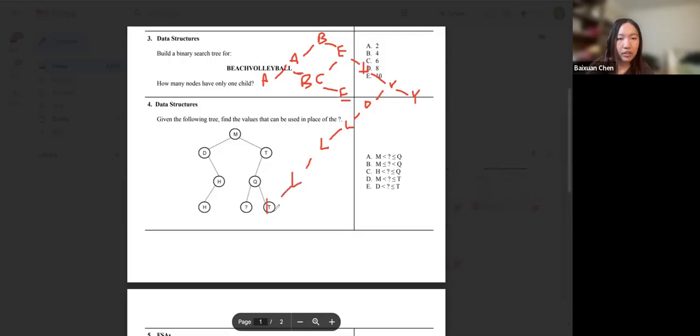So how many nodes have one child? Let's count. So this one doesn't, this one doesn't, this one doesn't, this one does, this one does, this one does. One child just needs one branch coming out of them. So 1, 2, 3, 4, 5, 6.